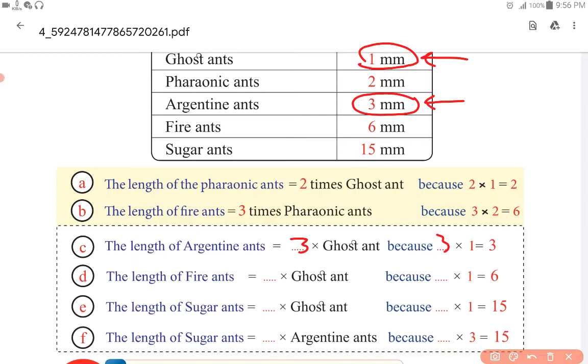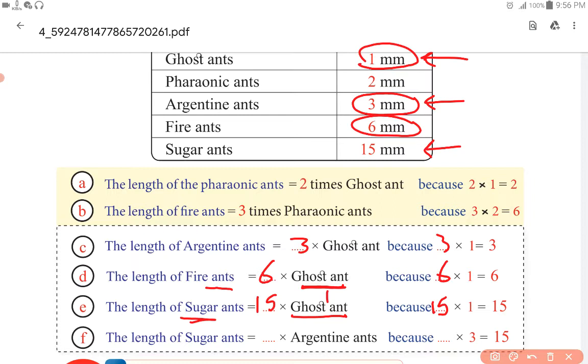The second the length of fire ant عندي 6. طيب علاقته بالجوست ant، الجوست ant 1 يبقى 6 times 1 equal 6. يبقى 6 because 6 times 1 equal 6. 6 times ghost ant. The length of sugar ant عندي 15. يبقى هنا هيبقى 15 times ghost ant عشان ghost ant ب1. يبقى 15 times 1 equal 15.